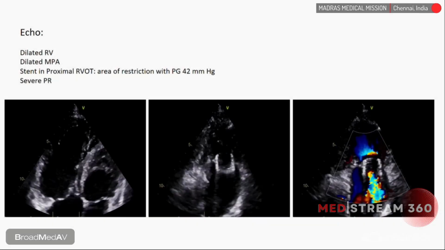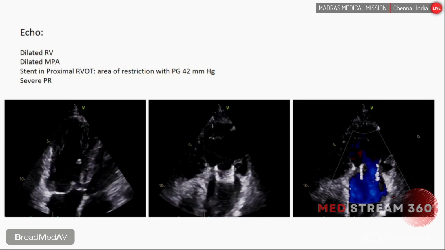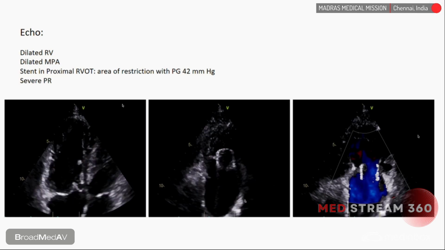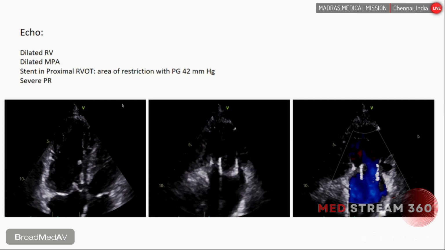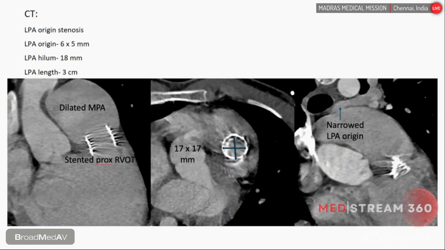This is the echo, which clearly shows that the RV is significantly dilated when compared to the left ventricle, and the MPA is dilated, and the RVOT, which had a proximal stent, is fixed and it is not dilated and it is narrow when compared to distal MPA and proximal RVOT. The third angiogram shows the to and fro flows with a gradient of 42 millimeter of mercury across the stent.